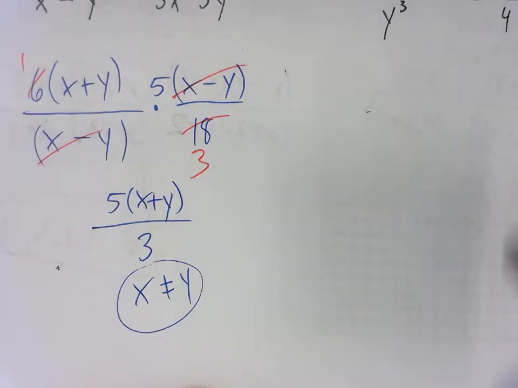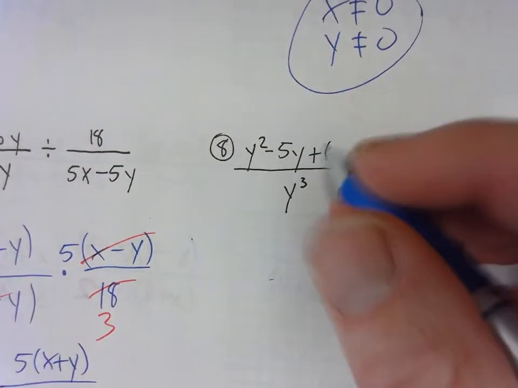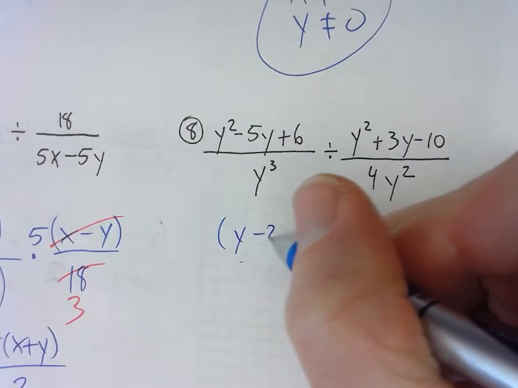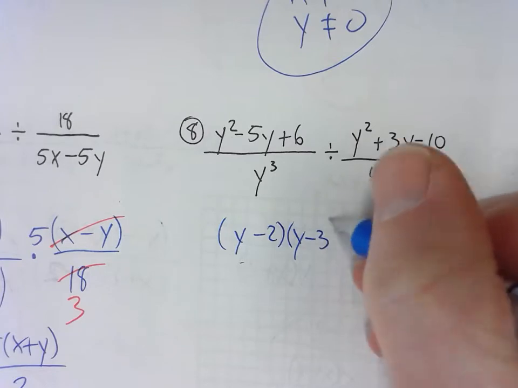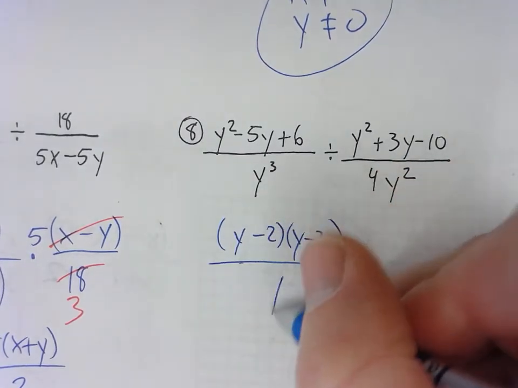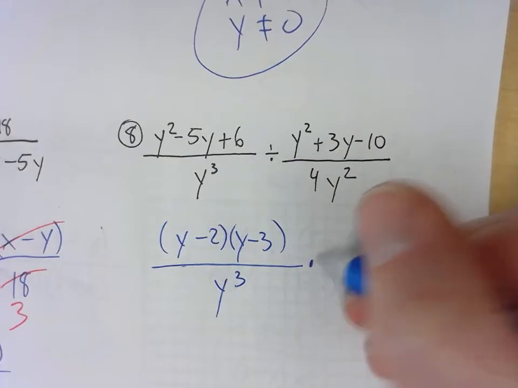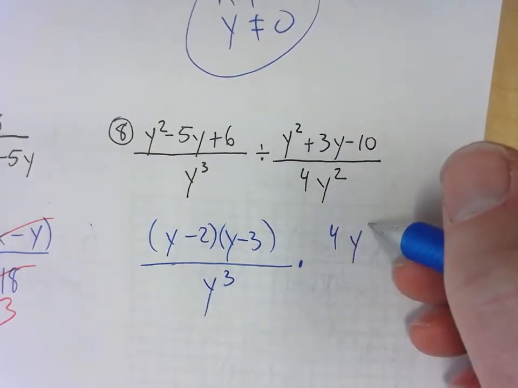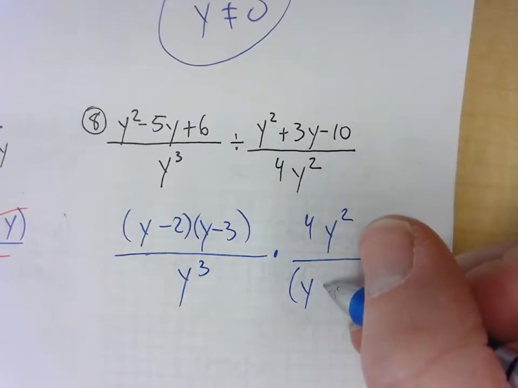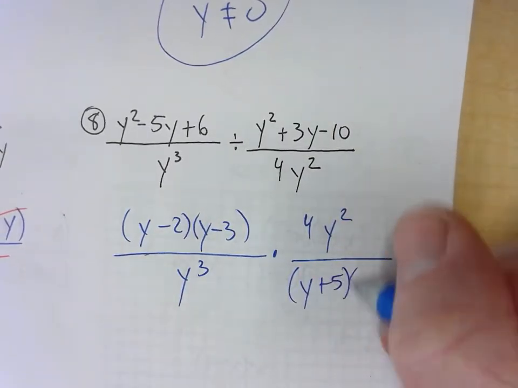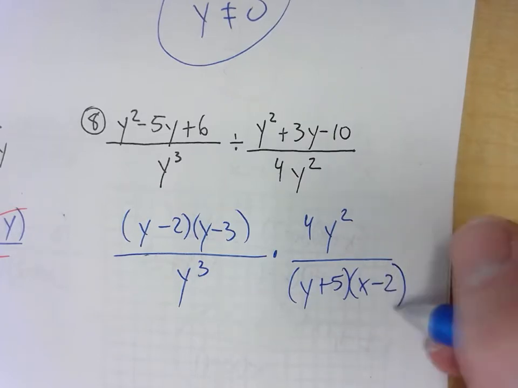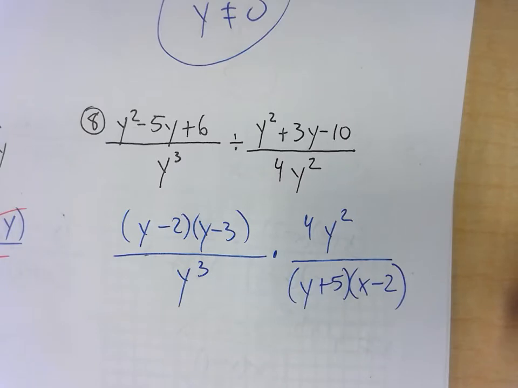Okay, keep, switch, flip. So I'm keeping this one the same. So it's y minus 2, y minus 3, and then y cubed, switch 4y squared over, and factor this, x plus 5x minus 2. Yes.